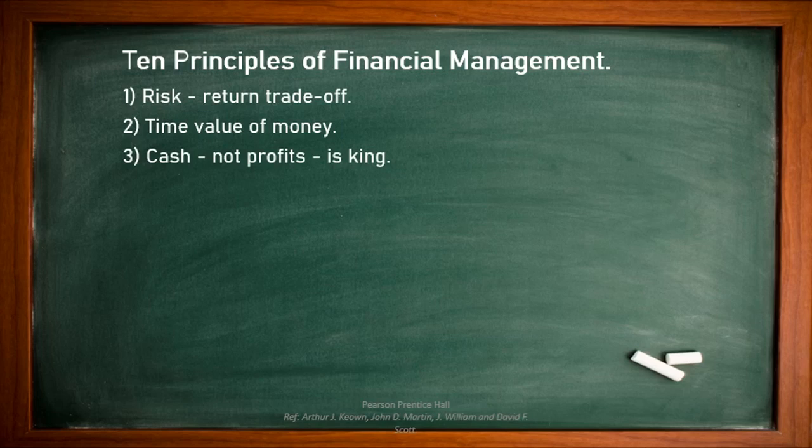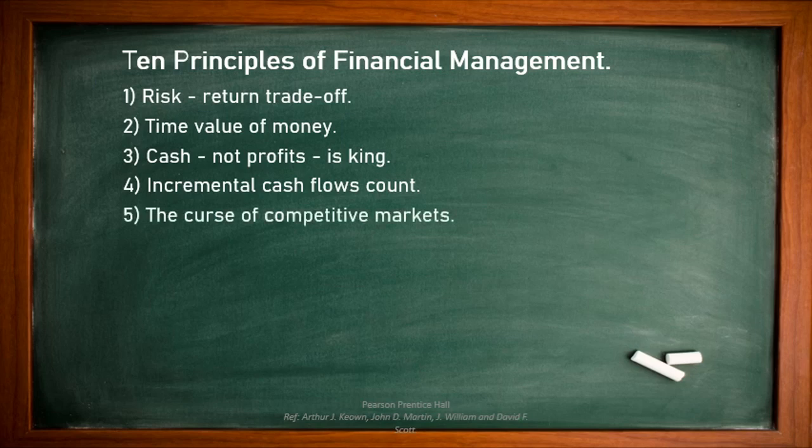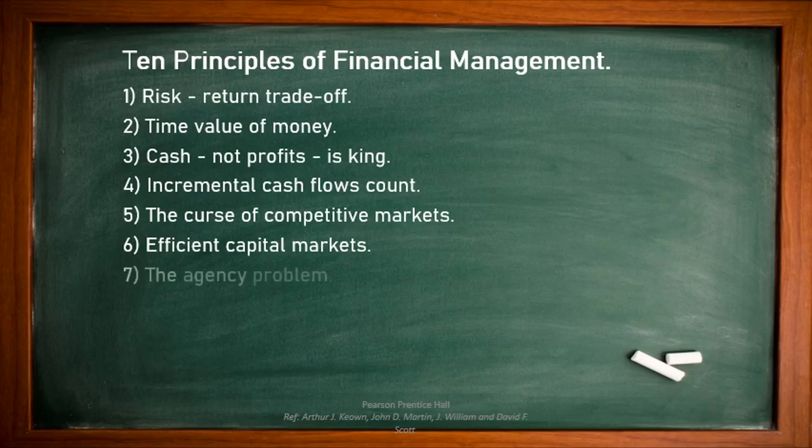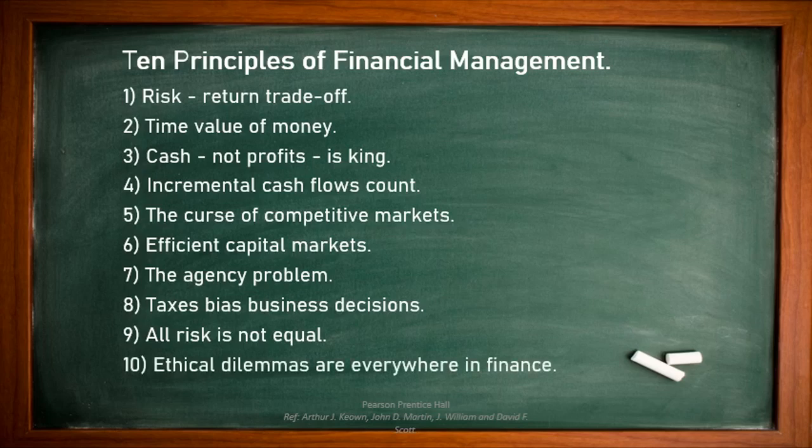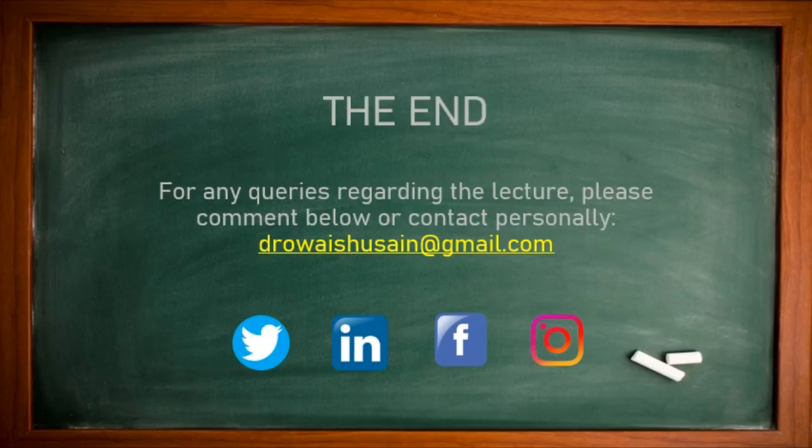Cash, not profit, is king. Incremental cash flows should count. The curse of competitive markets, efficient capital markets, the agency problem, tax-based business decisions, all risk is not equal, and ethical dilemmas are everywhere in the firm. So these are the particular things we are going to discuss. With this last slide, I'm going to complete my video.